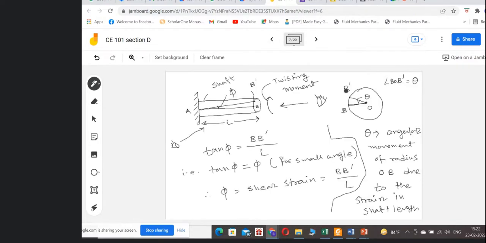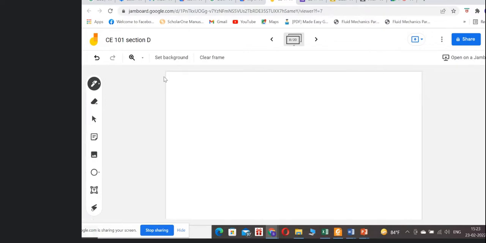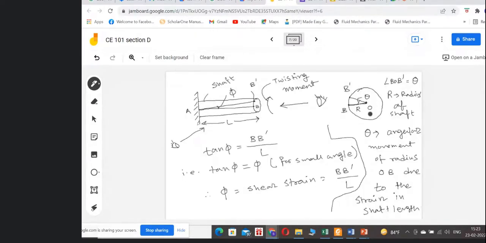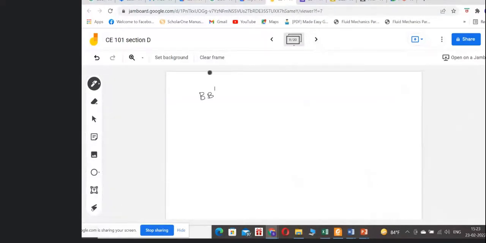From that figure we can see that from the arc length, if we know the radius and the angle of the arc, then we can find out the arc length. Say the radius is r, so r is the radius of the shaft. So this BB dash, from this figure, we can say equals r into theta.